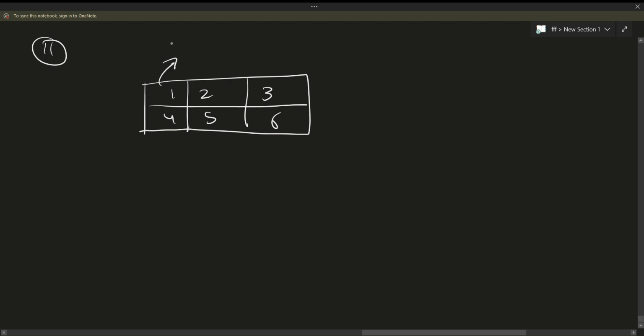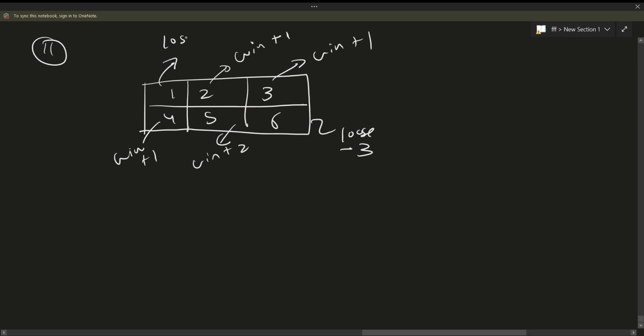This will give me win plus 1, plus 1, win plus 1, and this will win plus 2. But this will give me lose -3, and this will give me lose. Now let's calculate the probability or expectation for this roulette.